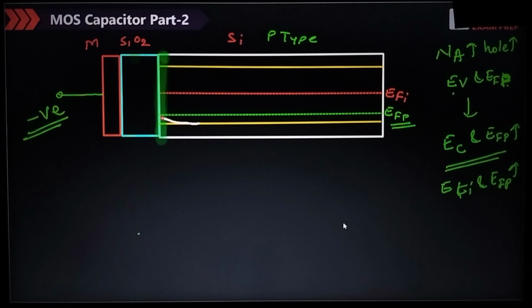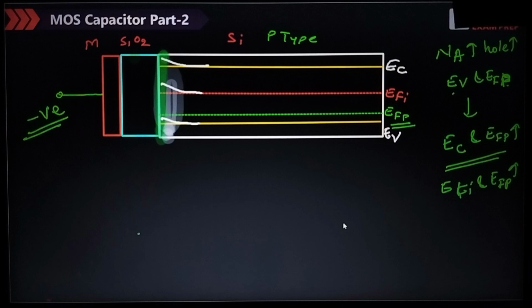this is moving. This is the EV. It is moving toward EFP. The gap between EV and EFP decreases. EF will not change. It is under equilibrium. It will remain the same. This will bend away. EFI moves away from EFP. EC moves away from what? EFP.